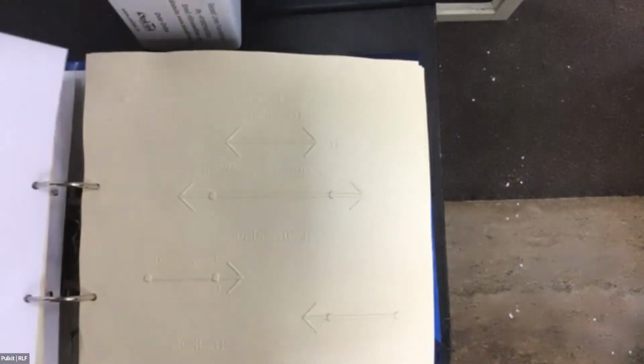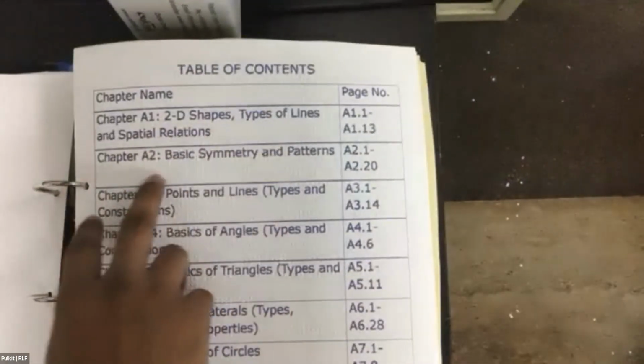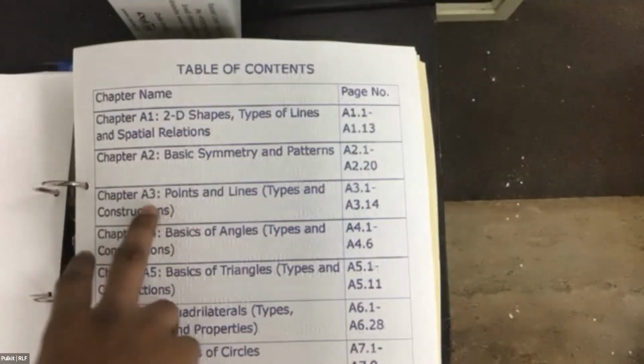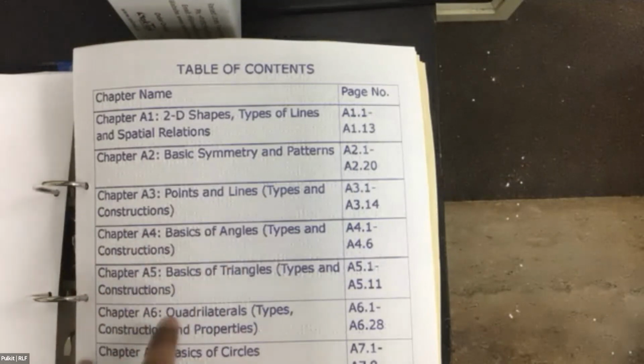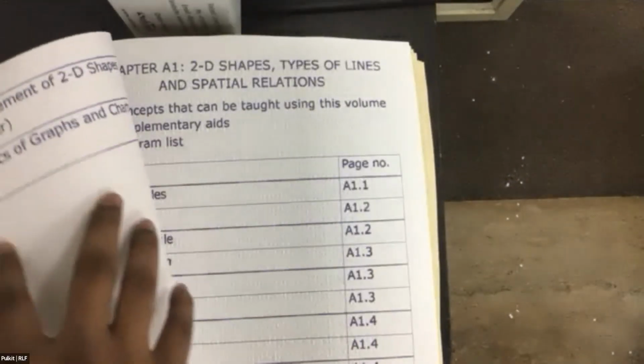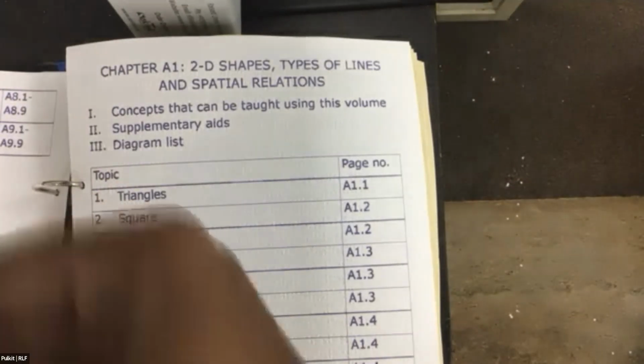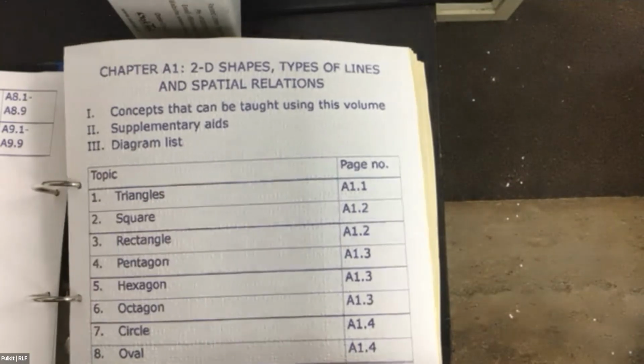In the first book, the concepts of first to fifth class are covered, such as 2D shapes, basic symmetry, point and line, basic angles, triangles, quadrilaterals, basics of circles, then basic measurement and basics of graphs. All these concepts are covered. Within every chapter there are multiple concepts that are covered.